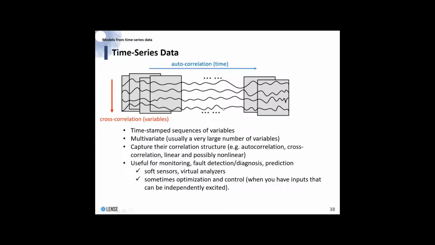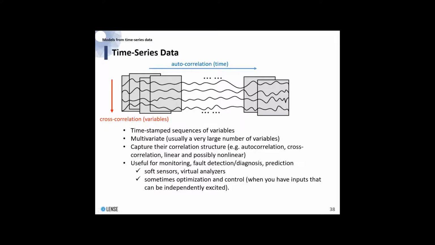Okay, so this correlation in time is called autocorrelation, and correlation among the variables across time as well is called cross correlation. So you have a time-stamped sequence of variables. They are multivariate. Usually a very large number of variables are involved. You want to capture their correlation structure, right? Autocorrelation, cross-correlation, linear, and possibly nonlinear.